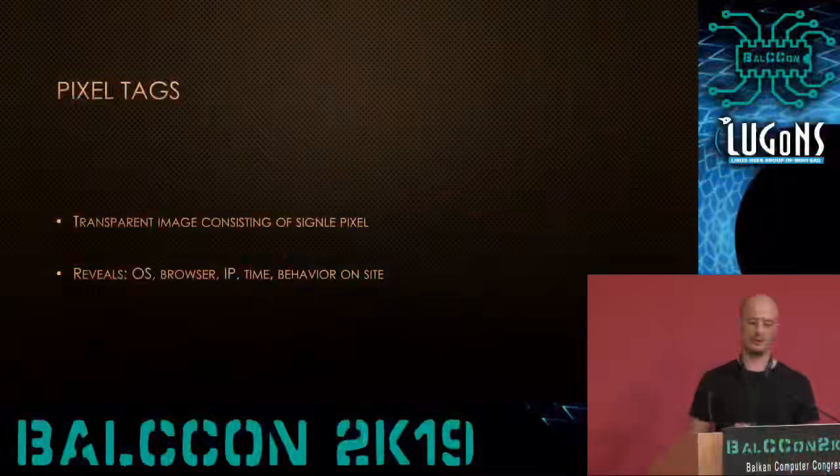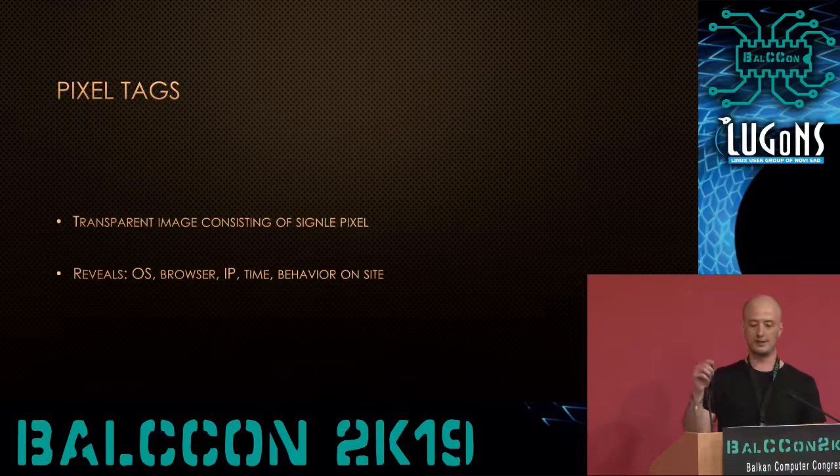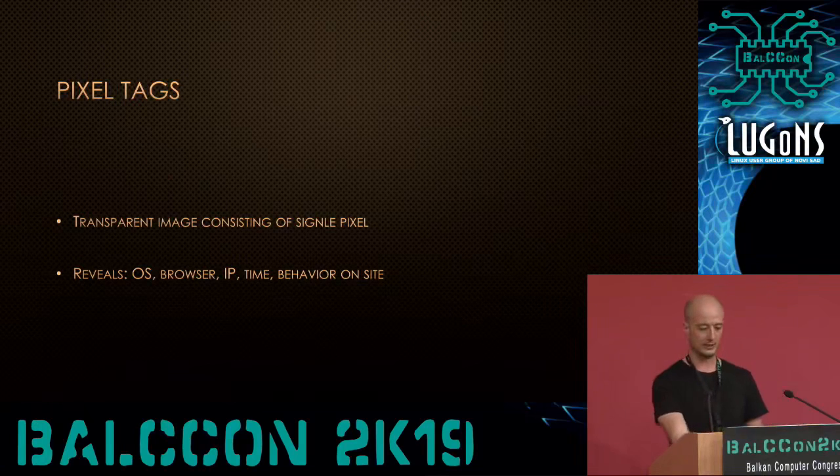Here's the list. So the most used one is definitely pixel tags. They are pretty much everywhere. Most of us use HTML for emails, and these pixel tags are basically transparent single pixel links to the images which are embedded into email content. You open the email, that pixel is loaded, and it reveals a lot of data about you.